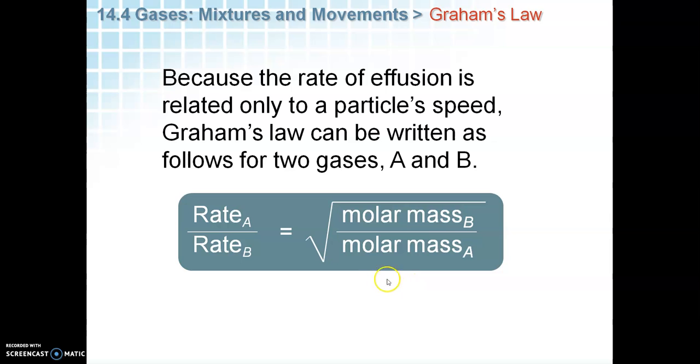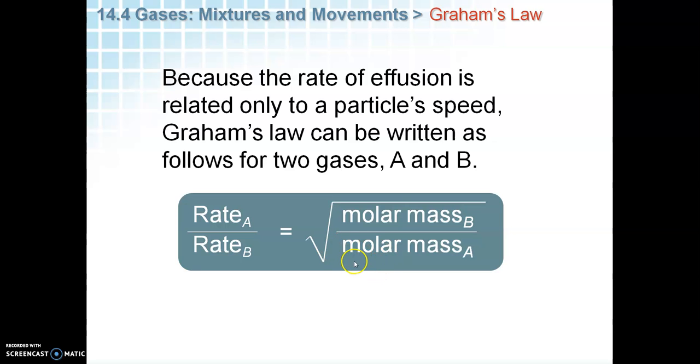Here's the equation I was telling you about. The rate of diffusion of gas A compared to the rate of diffusion of gas B, they show it as a ratio, rate A over rate B, is equal to, now notice it's a square root relationship, which I mentioned earlier, and it's inverse, which means the A and the B flip. The square root of the molar mass of gas B divided by molar mass of gas A.